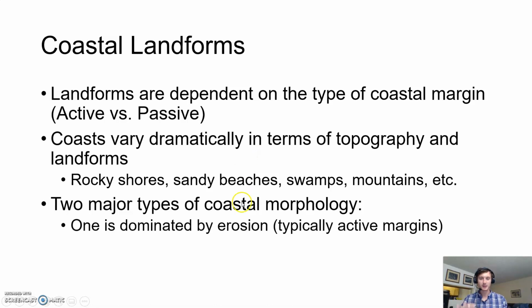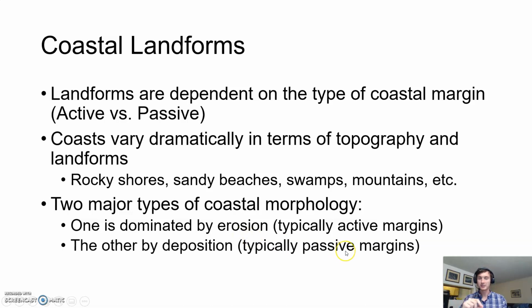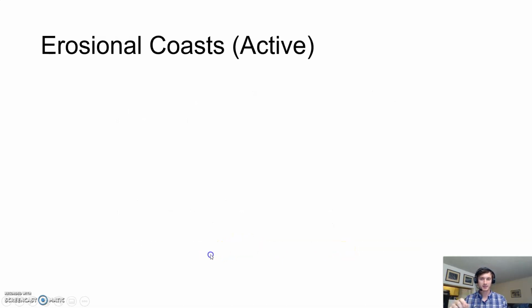Two major types of coastal morphology. Morphology just means shape, right? Coast shapes. We've got active margins, which tend to be dominated by erosion, and passive margins, which are dominated by deposition. So let's get started. Start with the active margins.